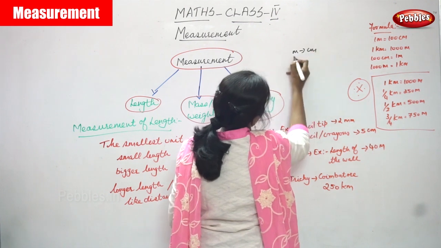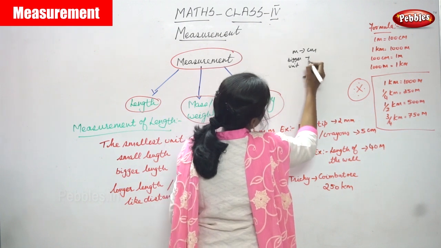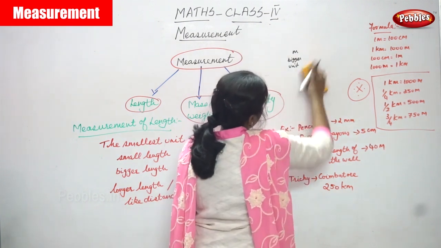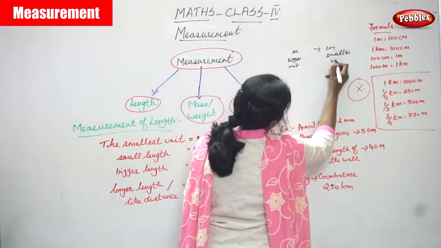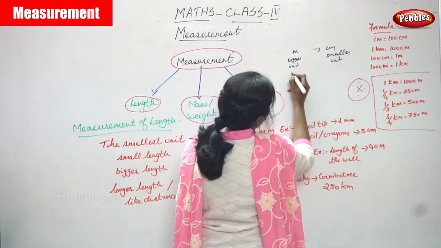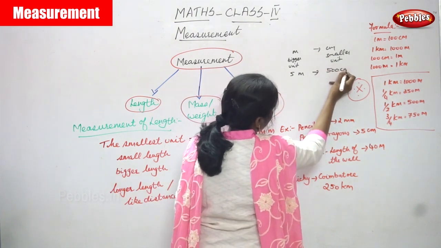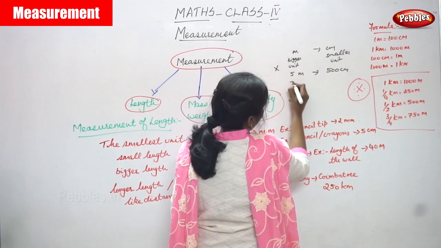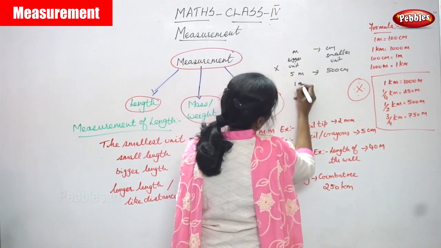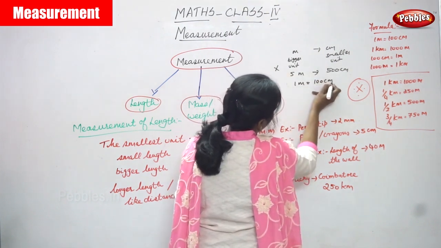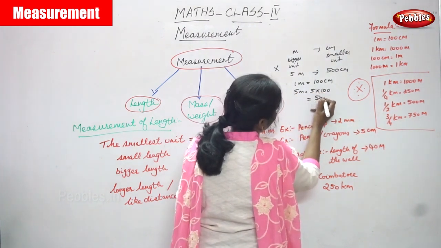Meter is a bigger unit and centimeter is a smaller unit. So the 5 meter converts into 500 centimeter. That means you do not divide, you have to multiply. 5 meter is equal to 500 centimeter. What you are going to do is, 1 meter is equal to 100 centimeter, so 5 meter is equal to 5 into 100, you get 500 centimeter.